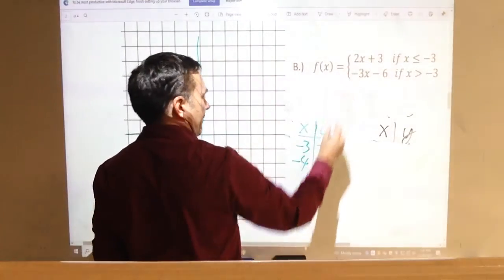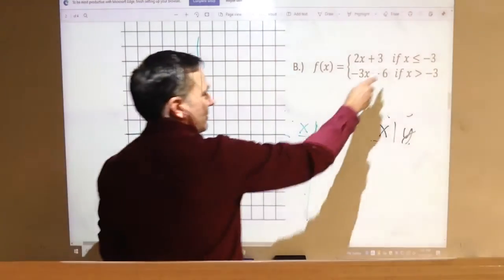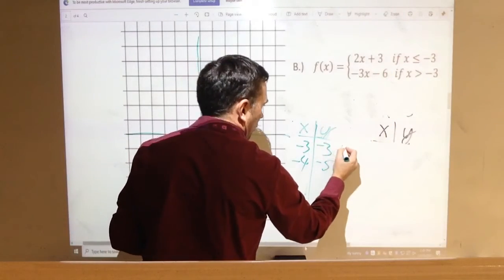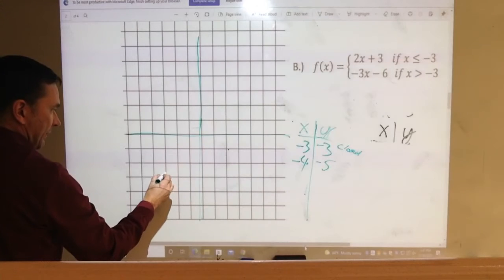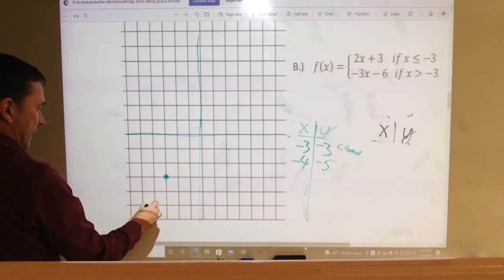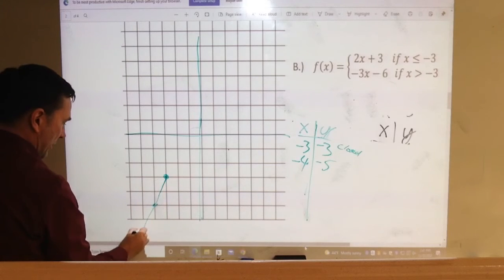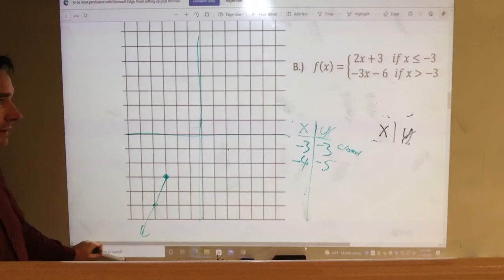When I pick negative 4, I get negative 5 there. Because this is less than or equal to, this first point will be closed. So at negative 3, closed circle, negative 4, negative 5, start from here, and our graph goes down in this area.